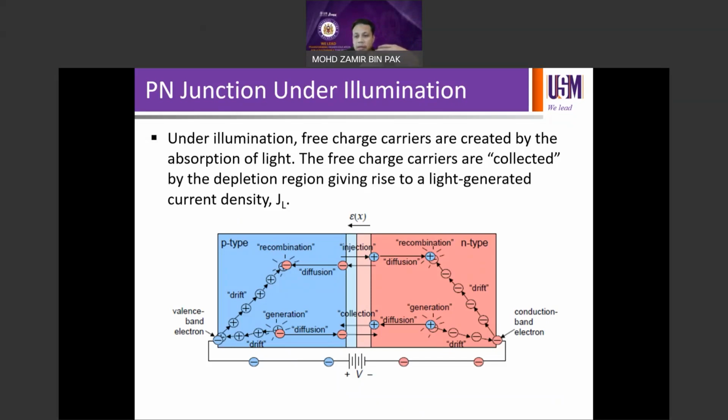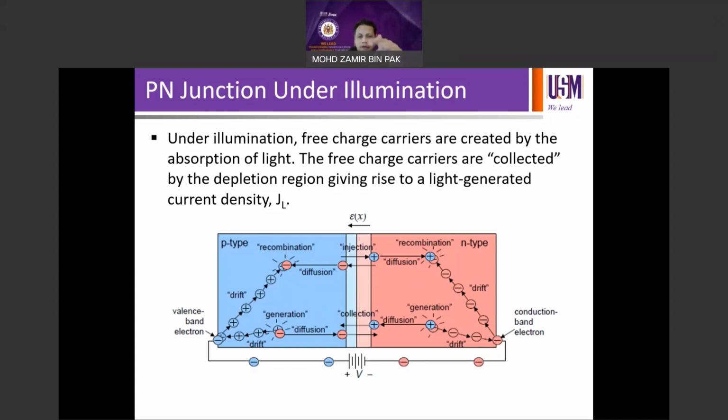where we learned last time that the light will be absorbed, and the valence band electrons will be excited into the conduction band, but not just into the conduction band, but further up into the CB. And then you're going to expect thermalization to occur instantly, right? So the free charge carriers are collected by the depletion region, giving rise to light generated current density.